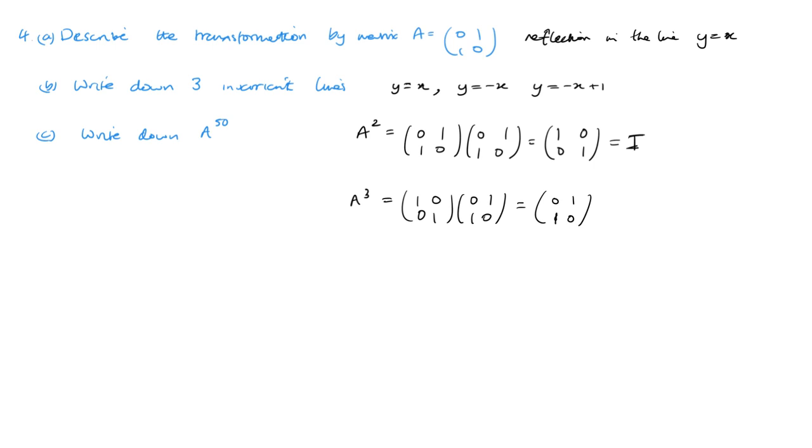This one now is the original starting one. So every odd one is going to be this. Every even one is going to be this. So A50 is going to be I, which is 1, 0, 0, 1. Okay, and that is how we do question 4. Again, this was a past paper question, or part of it.